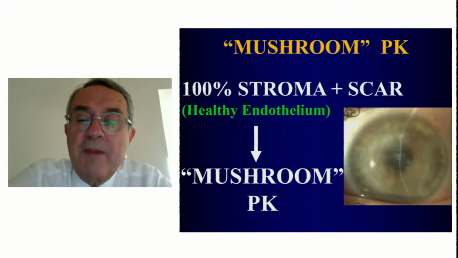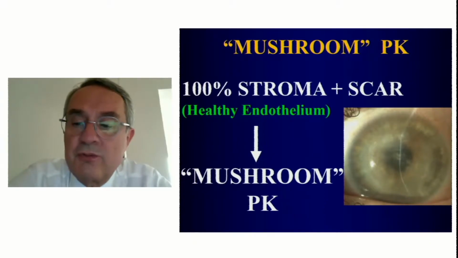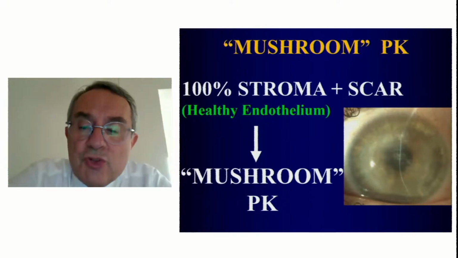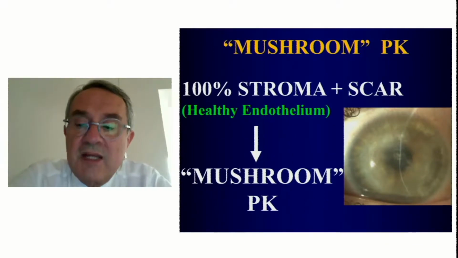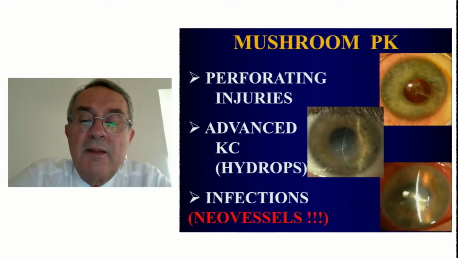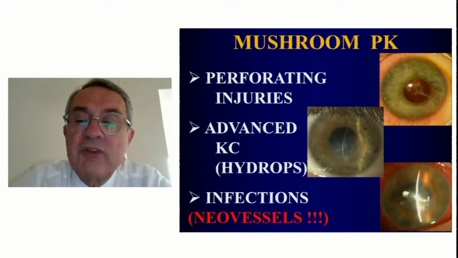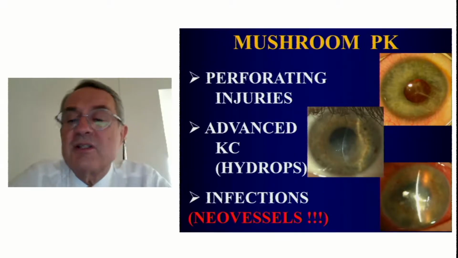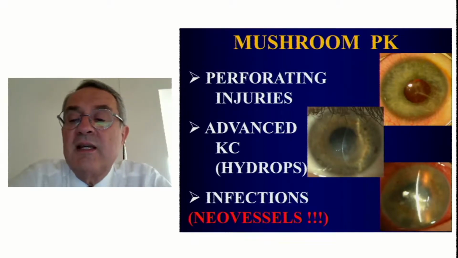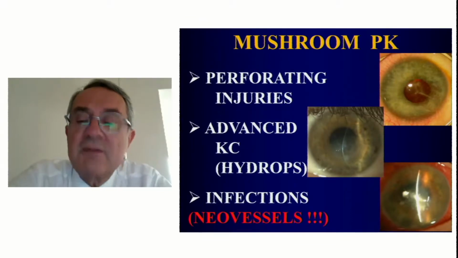And so if we have a patient like this that has a bad stroma, a 100% scarred stroma, but good endothelium, we want to use that concept to minimize the amount of endothelium we transplant. Next slide. And this is true for all these situations where we have a full thickness stromal disease, be it perforating injury, be it a hydrops for keratoconus, or be it post-infectious deep scars. Next slide.